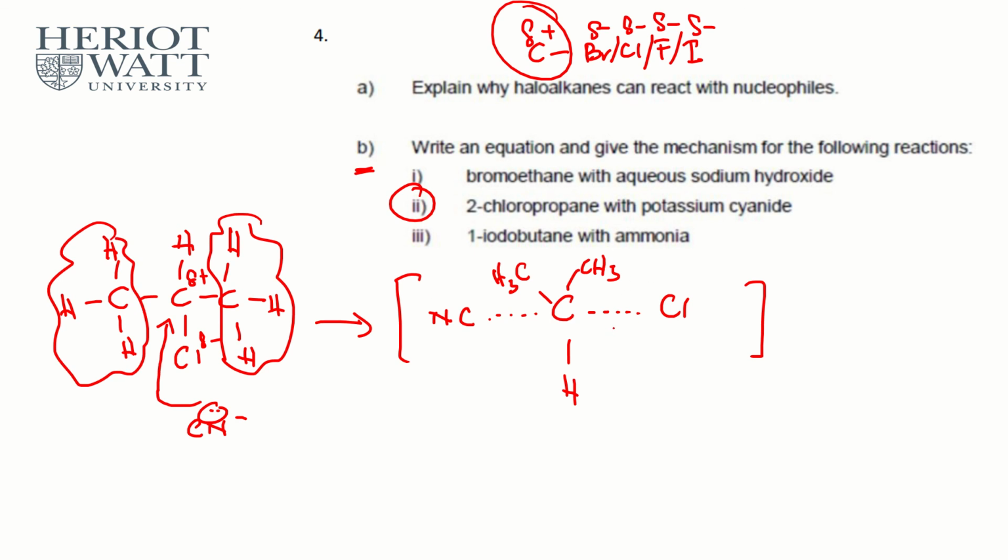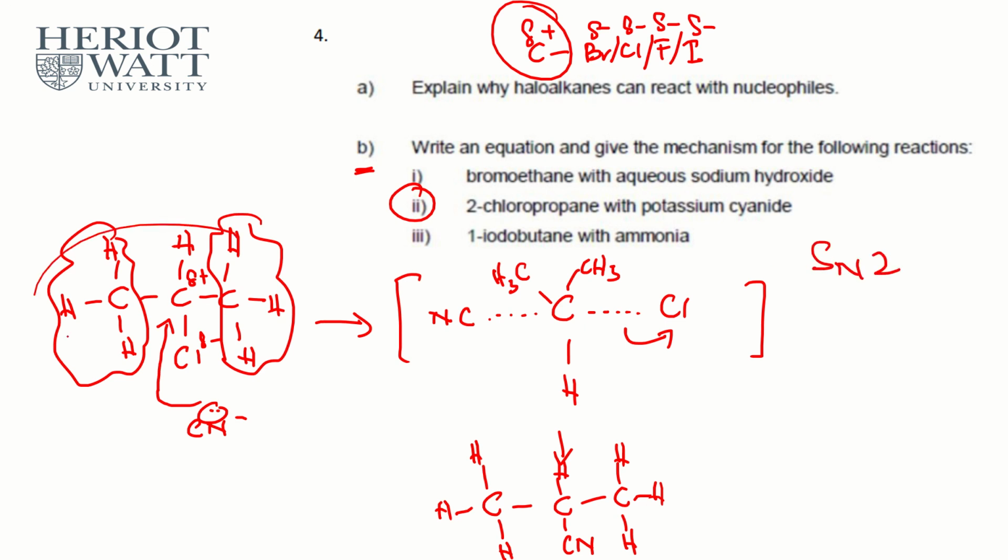So then you have to show the bond breaking between C and Cl, because they choose to have CN rather than Cl. And now you get your final product. Then you can draw the usual way, CH3, CH, CH3. You can draw back exactly what it showed you at first, and then you have your CN here instead of Cl. So this is an SN2 reaction. This is SN2 because 2 species are involved, therefore it is SN2.